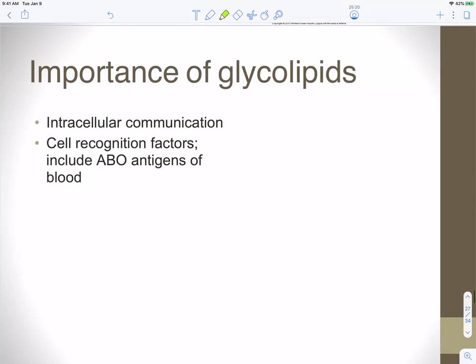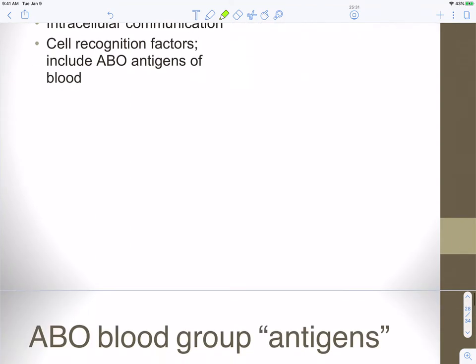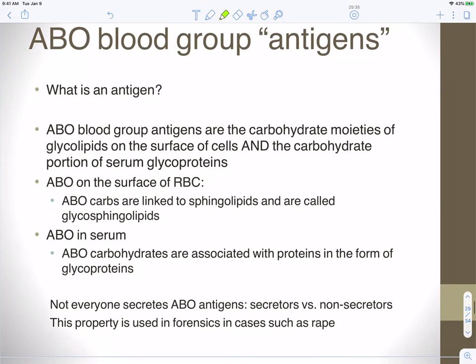So the importance of glycolipids is for intracellular communication. They're also recognition factors on the surface of cells. Our ABO antigens in the blood are glycolipids. So our ABO are a group of blood antigens. So what is an antigen? An antigen is a molecule that can produce an antibody response. That's all it is.